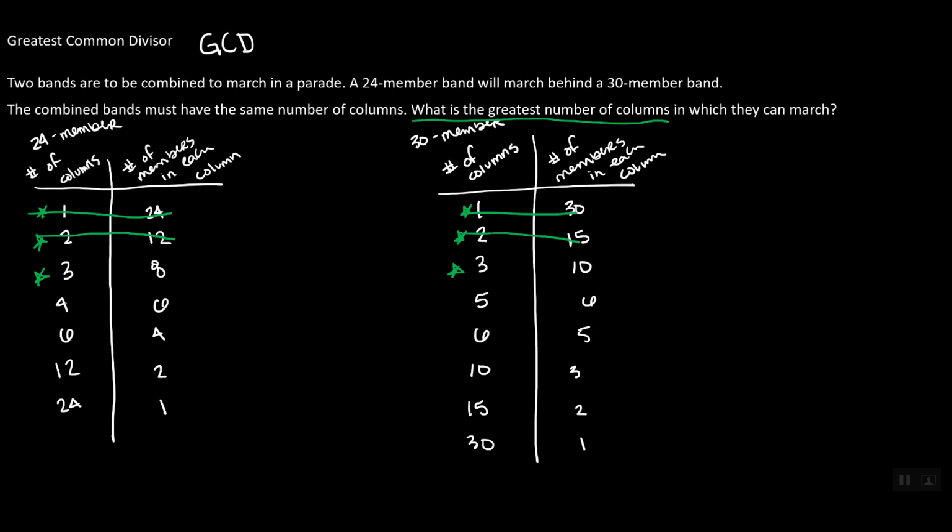4 is an option for the 24-member band, but not the 30-member band, so we will not pick 4 columns. 5 is an option for the 30-member band, but not the 24-member band, so we won't pick that option. They do both fit in 6 columns, so that's bigger than 3. We'll ignore the 3 answer for now. And if we look through the rest of our list, we'll notice that 6 is the last matching number, meaning 6 is the greatest number of columns in which both bands can march.